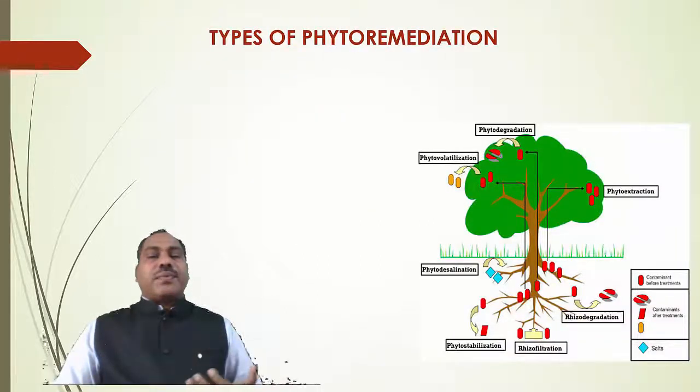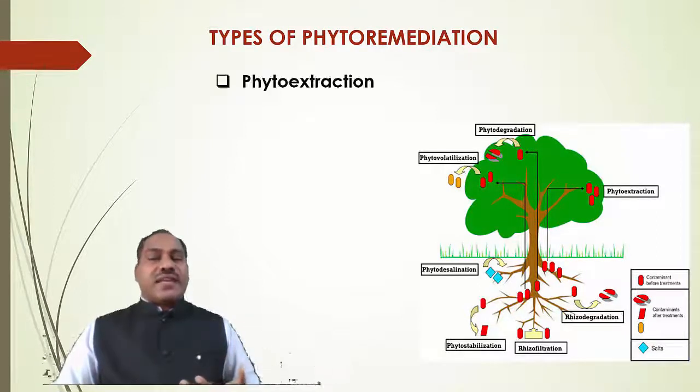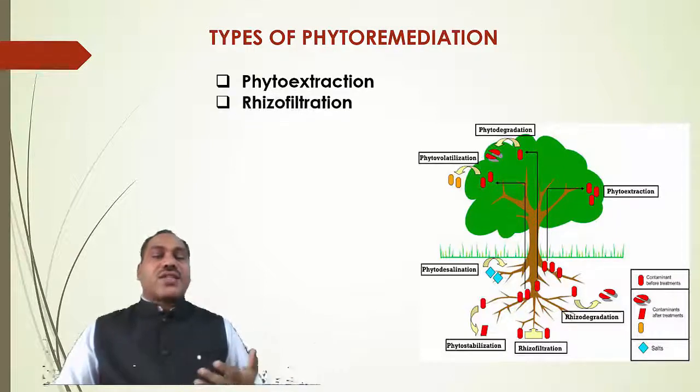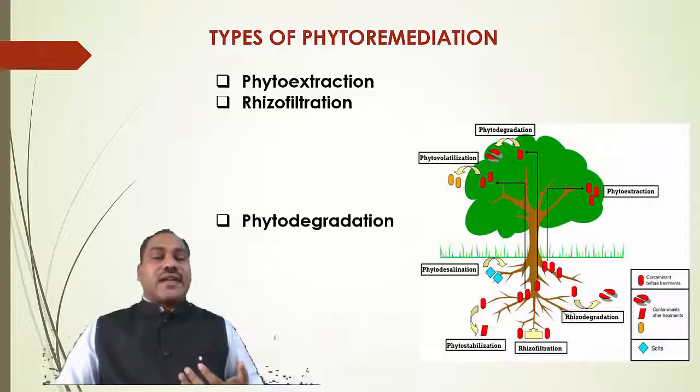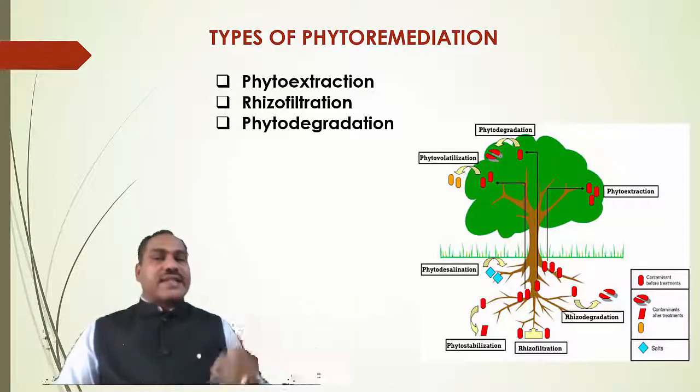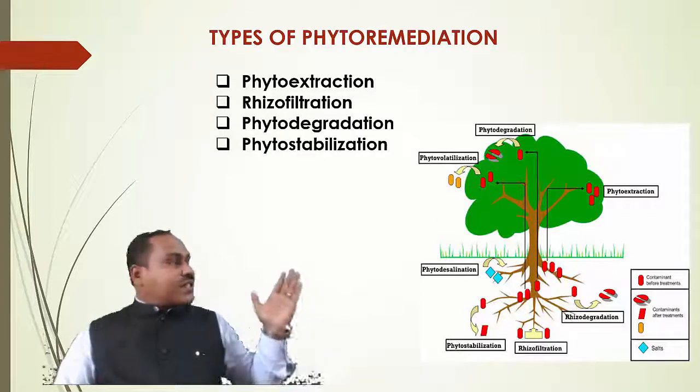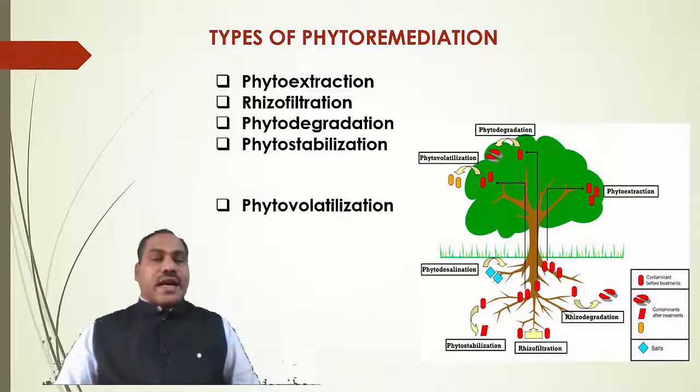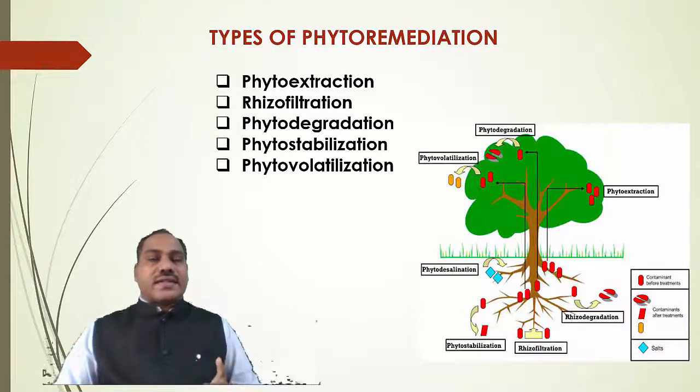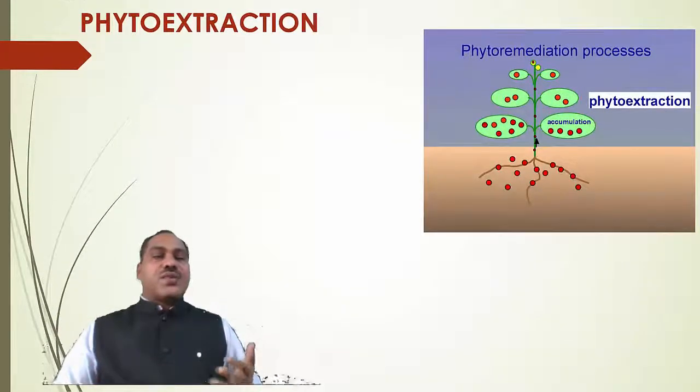Then, types of phytoremediation. There are different types of phytoremediation, mostly five. One is called phytoextraction, another is rhizofiltration, then phytodegradation, phytostabilization, and phytovolatilization. These five different types of phytoremediation we will discuss one by one. The first one is phytoextraction.